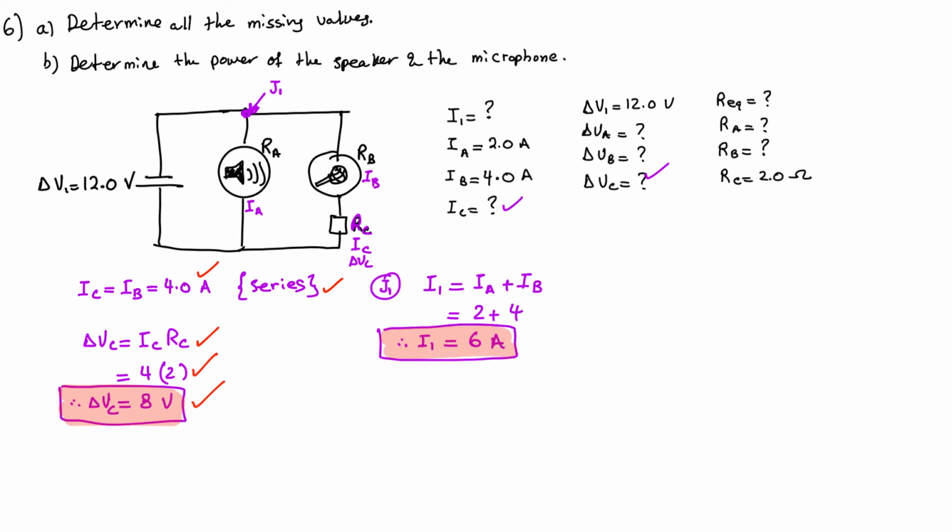Here are my check marks. I just want to change color. This one, and this one. Now I have I1 and I have delta V1 as well. That's given to me as 12.